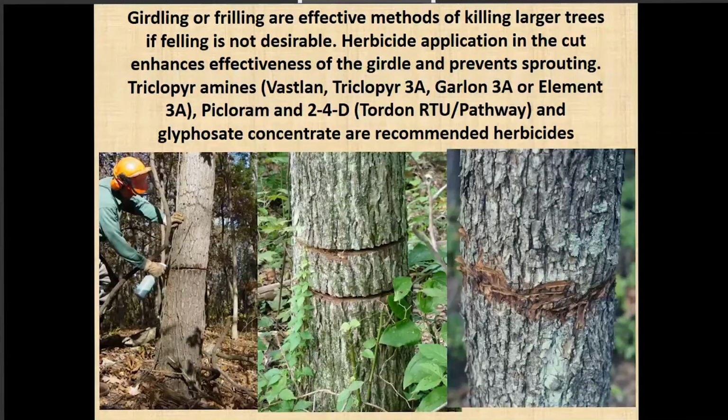Or we can use glyphosate at either the concentrate right out of the jug, but oftentimes we'll cut that with up to 50% water and 50% glyphosate concentrate, and you can spray that in the girdle cut, and that tends to be most effective during the growing season.